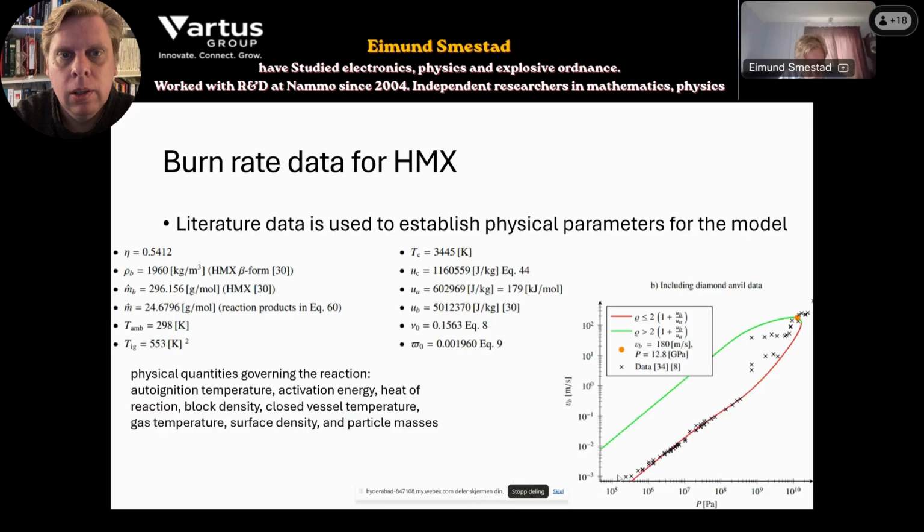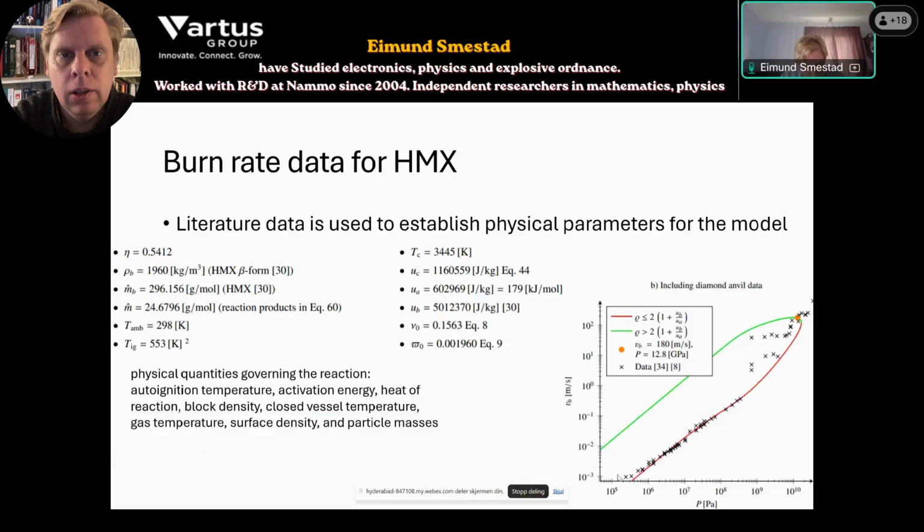Burn rate data for HMX. Lastly, I will show you an example of theoretical burn rate for HMX, an explosive. HMX is a good example to verify the model due to the many orders of magnitude that the data spans over. I have used literature data to establish physical parameters for the model of HMX, shown as below.